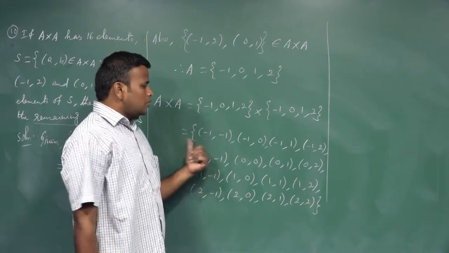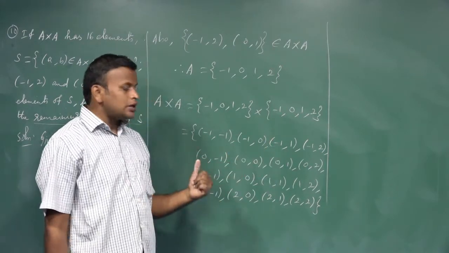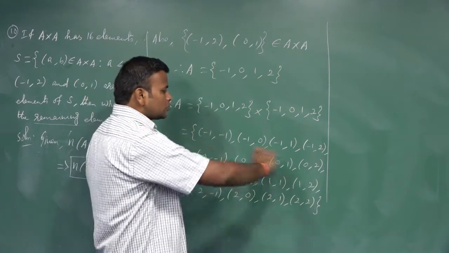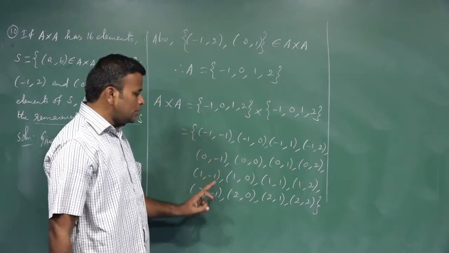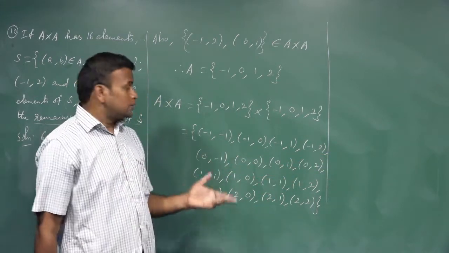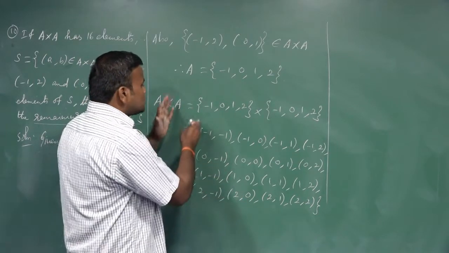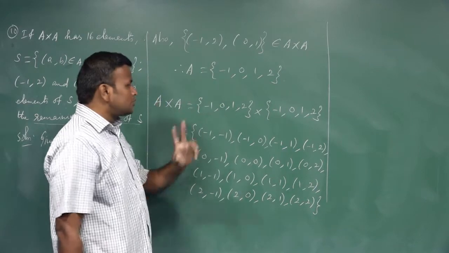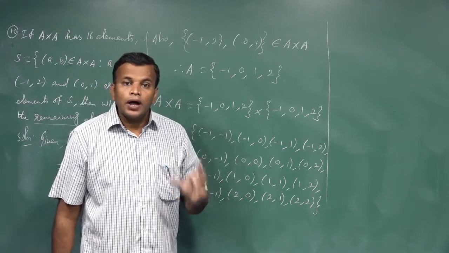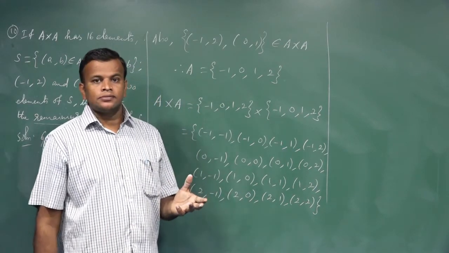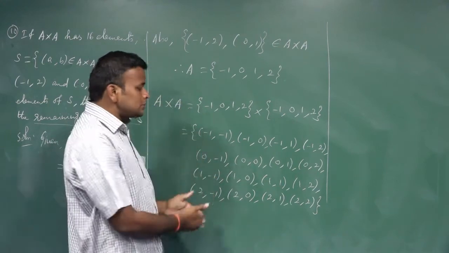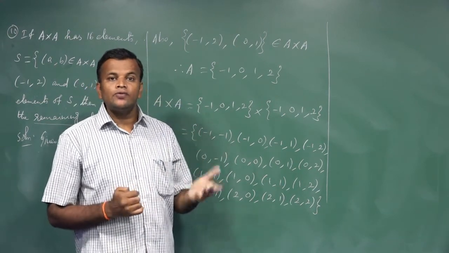Now we see the total number of ordered pairs is 16. Each row has 4: 4, 8, 12, 16. Given n of A cross A is also 16. So these are the total values of A cross A. But we need to find the elements of S. We don't need all the values. We find the remaining values of S.